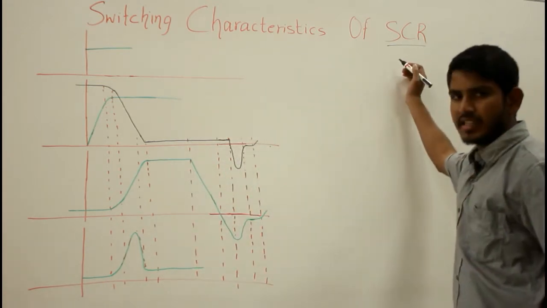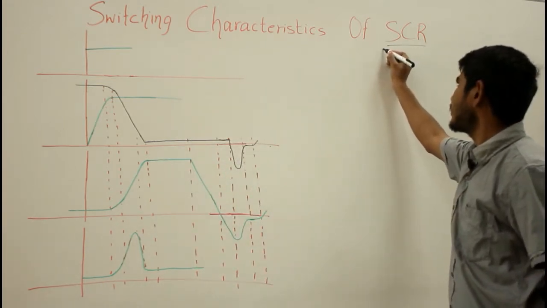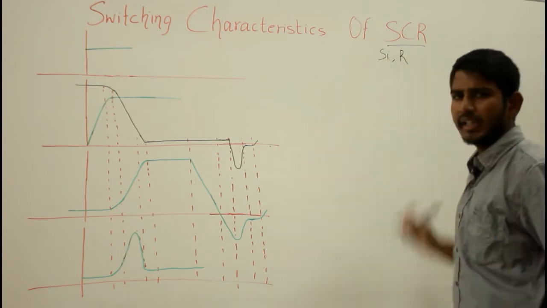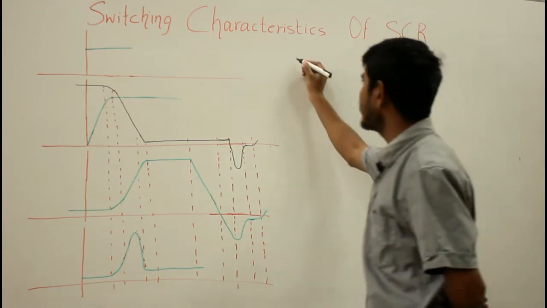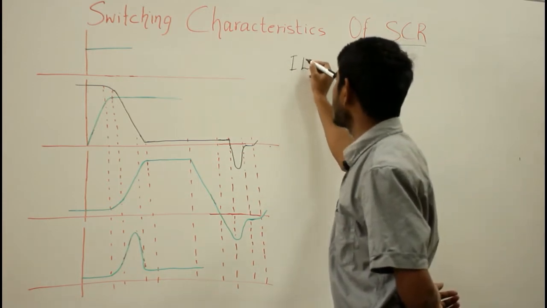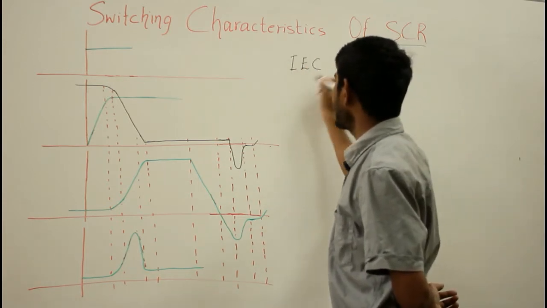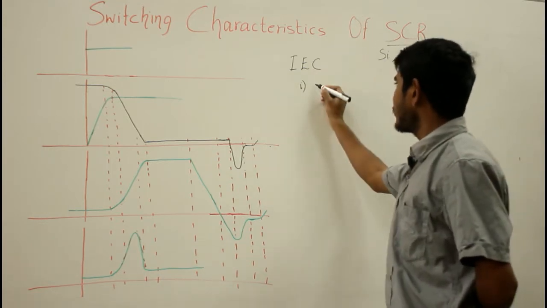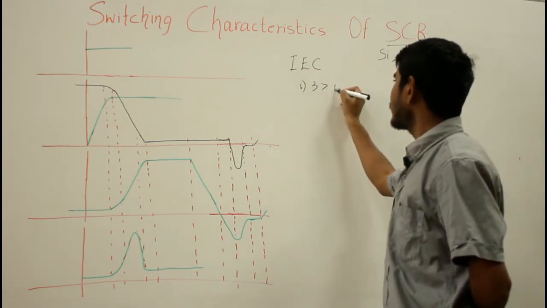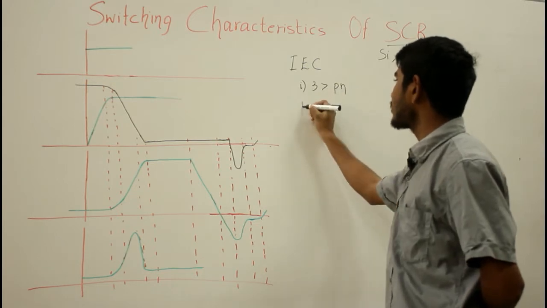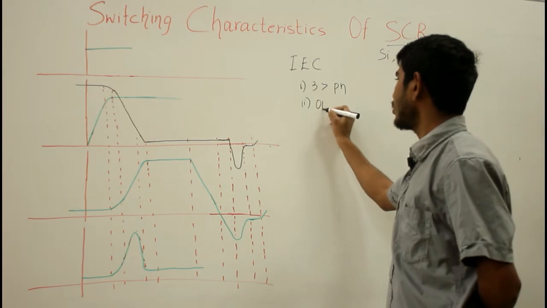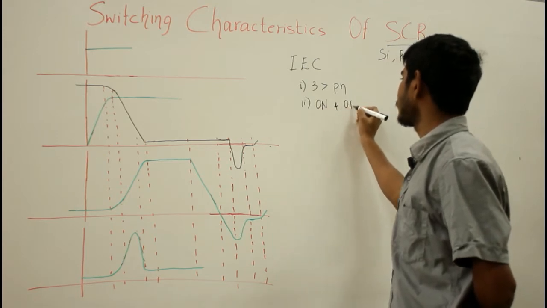It is named SCR because the device is made of silicon and its operation as a rectifier can be controlled. According to the IEC, that is the International Electrotechnical Commission, a thyristor is a device made of 3 or more than 3 PN junctions, and the device has 2 stable states, they are on and off.